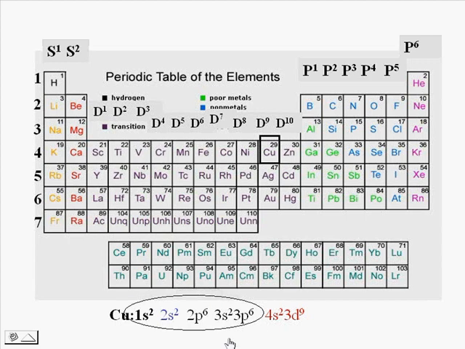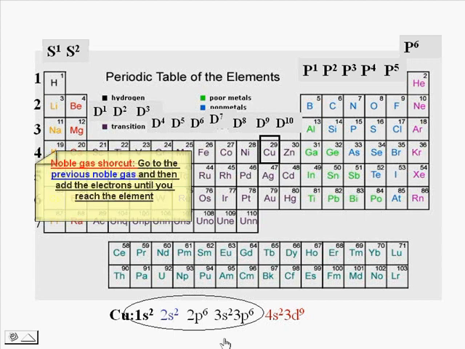I'm going to show you a noble gas shortcut way of doing this. The rule is that when using a noble gas shortcut method for writing the electron configurations, go to the previous noble gas to the element that you are doing. Remember, noble gases are in this column. So argon comes before copper. So this is argon's electron configuration.